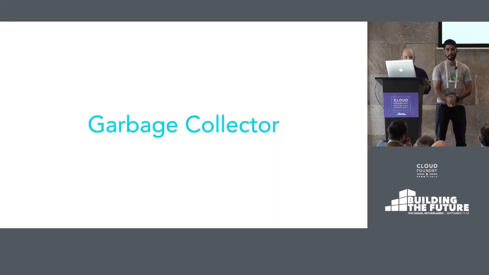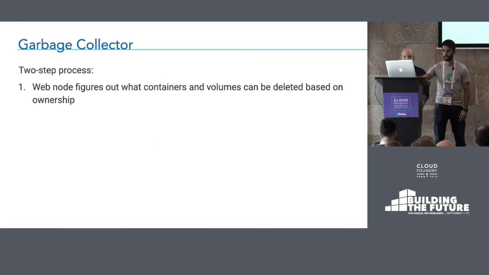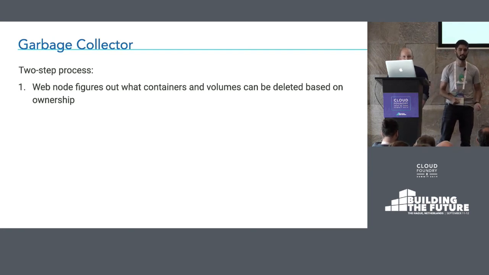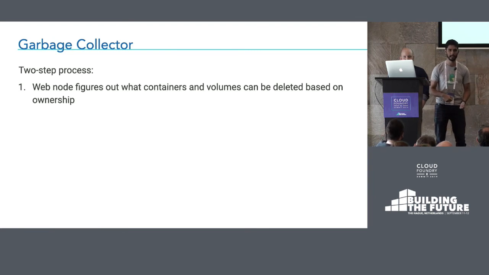All right, and the last component that we'll talk about is the garbage collector. And the garbage collector is a two-step process. The first part happens on the web node. So the web node's job in this process is to figure out what containers and volumes can be deleted. And it does this based on this concept of ownership.